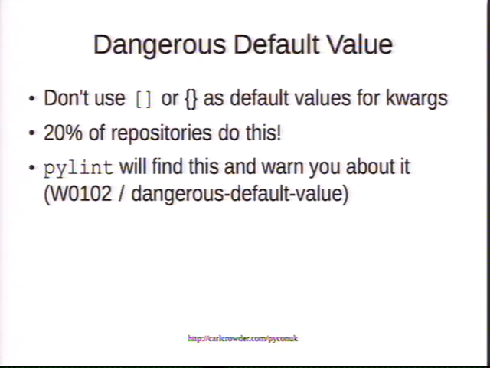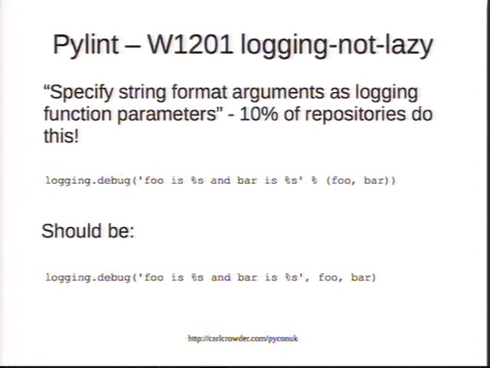So this is something that Pylint can warn you about. If you run Pylint on your code and you do this, then Pylint will say, hey, this is a dangerous default value. So Pylint will find this and it will tell you. Now the interesting thing is that 20% of open source repositories do this. And I'll explain how I get that rather spurious statistic in a second. So even though it is a relatively well-known Python gotcha, there are still plenty of people doing it.